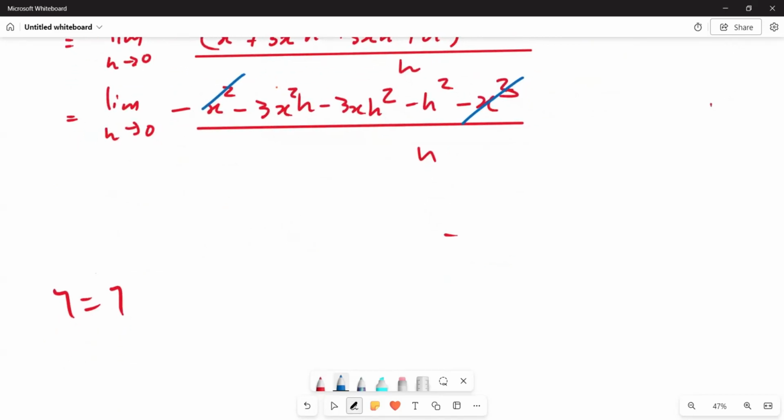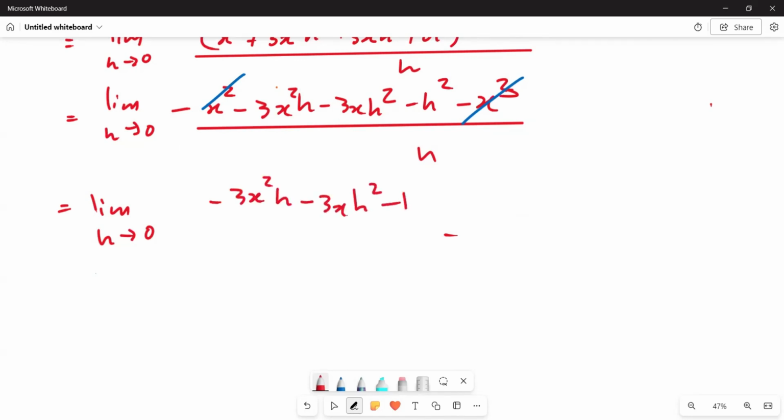Let's just continue to scroll from here. Now, what is it that you are going to have from here? This is still your limit as h approaches 0. This is going to be the same as your negative 3x squared h, minus 3x h squared, subtract h cubed, over your h. And now, what else are you going to have? This is going to be the same as your limit as h approaches 0.